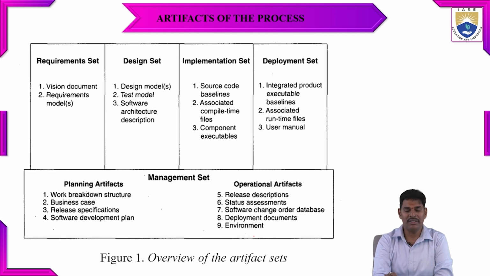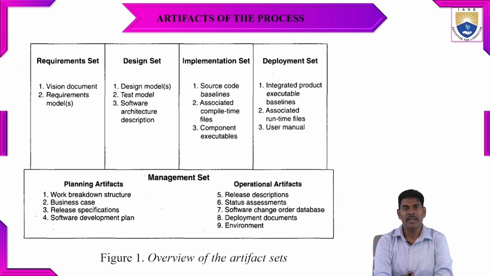So we have seen that there are 5 types of artifact sets: the requirements set, design set, implementation set, deployment set, and the management set. In the requirement set, mainly we need to check the vision document. User documentation is very important because when they're starting the software project, first they need to have the tangible or user documents. And the next one is the requirement model.